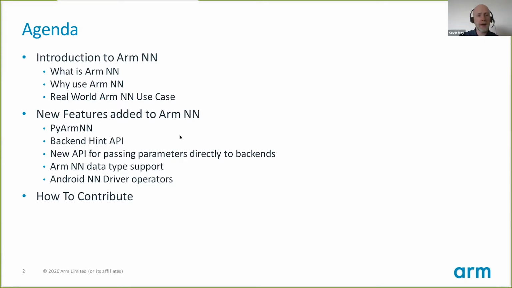Then we'll look in detail at some of the new features introduced in the past few releases. So PyArmNN, which is our new Python API. We'll have a look at 2 new backend features for power users of Arm NN. And we'll look at some of the new data type support we've added, and the delegate and driver operator support that we've added. And if we have time, then I'll give some information on how you can also contribute to Arm NN.